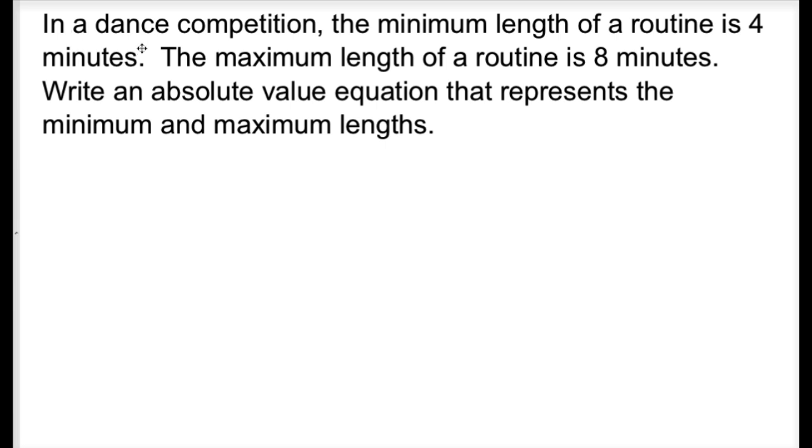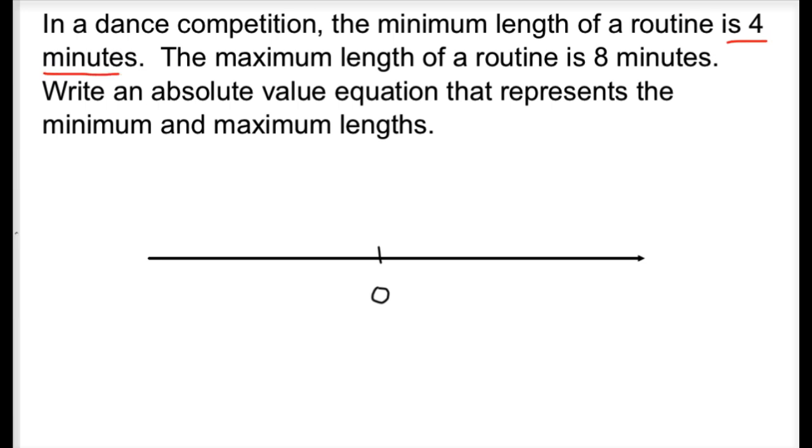In a dance competition, the minimum length of a routine is 4 minutes. The maximum length of a routine is 8 minutes. Write an absolute value equation that represents the minimum and maximum. So my first step here is I want to draw myself a number line, and I'm just going to put my 0 here. The routine is a minimum of 4 minutes and a maximum of 8 minutes, so I'm going to plot those 2 points.